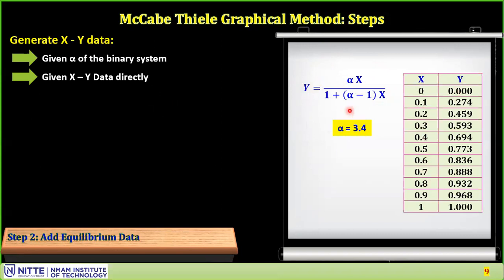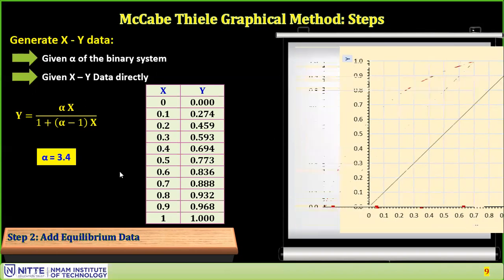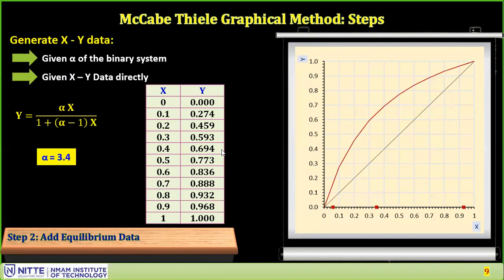Alternatively, if alpha is not given, this x versus y data may be given to you directly. That's great, because you don't have to do the calculation. This data is directly available to you. That's possible. Alright, now you have the graph already. You will have to plot this on the graph, the red line, the equilibrium data, y versus x.